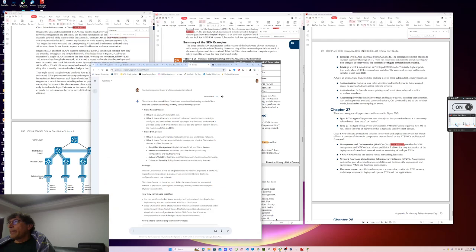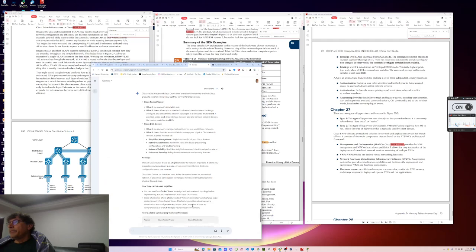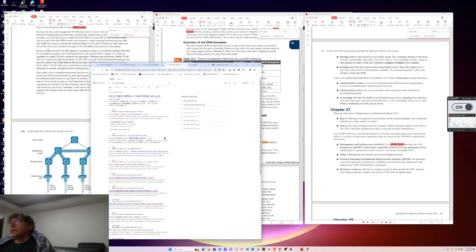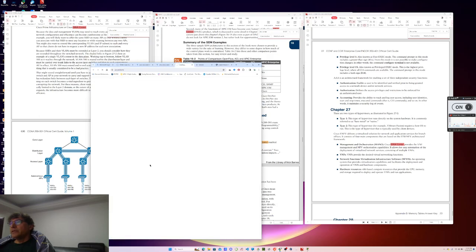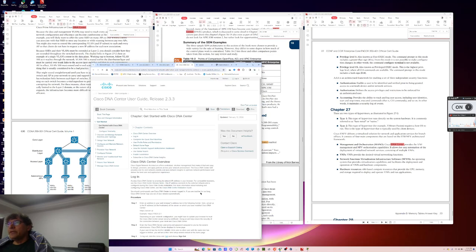So, DNA Center data sheet, user guide. If there is a simulation app to learn DNA Center, then I would prefer that over Packet Tracer. Get started on that.